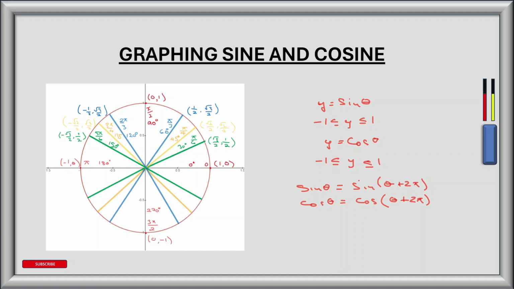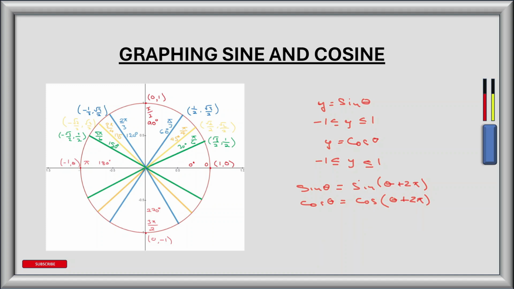So that's saying, for example, that the sine of 30 degrees is equal to the sine of 30 plus 360. So the sine of 30 degrees is a half, and the sine of 390 degrees, so once around the circle and another 30 degrees, so this point here, is also equal to a half.